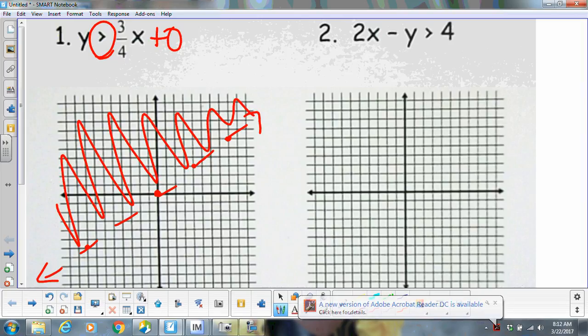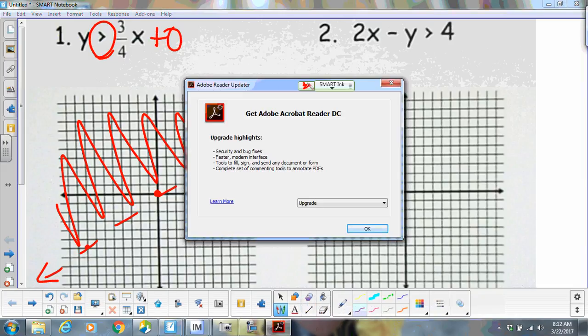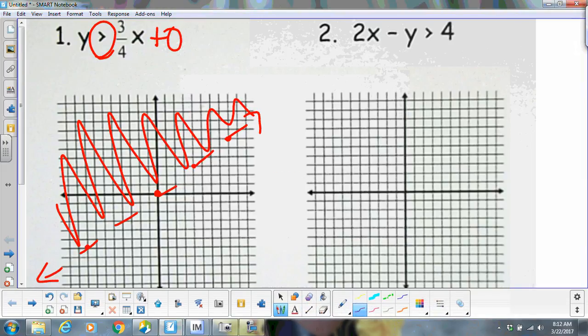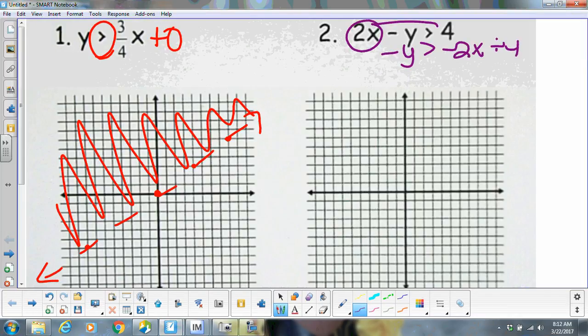All right, over here for problem number 2, you will see that it is not in slope-intercept form yet. Okay, so we've got to rearrange. So I'm going to move my 2x over, which leaves me negative y is greater than negative 2x plus 4. Okay, but then I do have to divide by that negative, which is going to flip my inequality sign and make it a less than positive 2x minus 4.